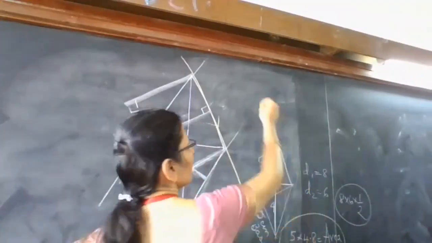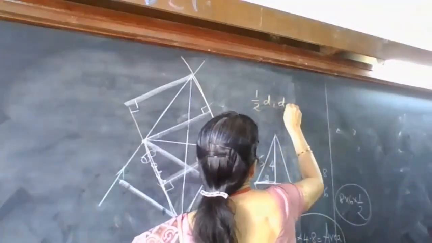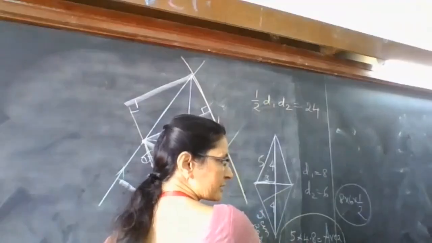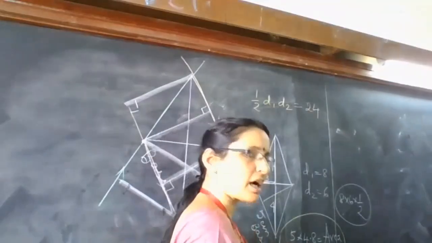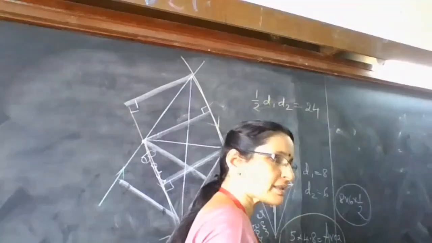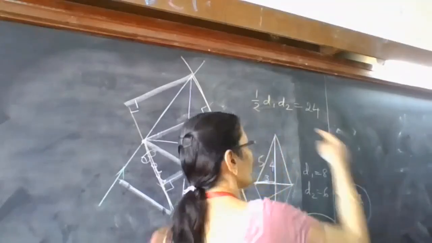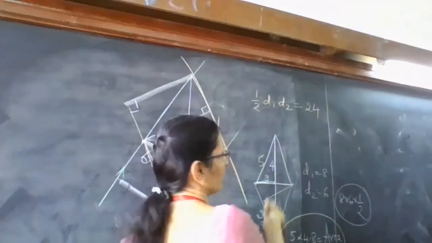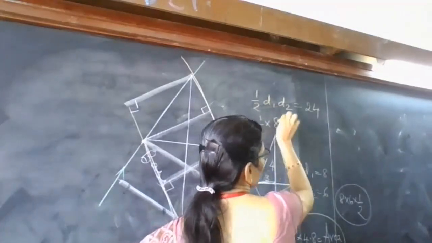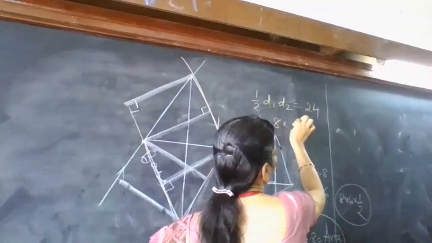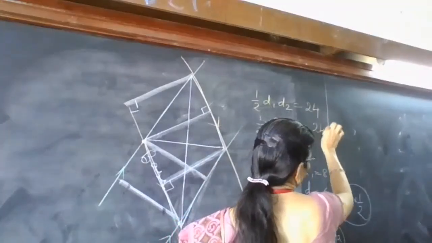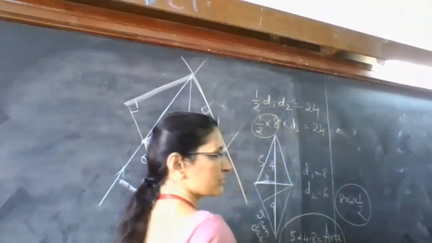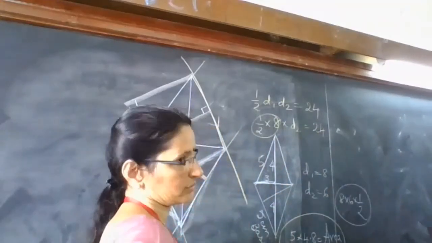Next, use half D1 D2. Half D1 D2 is 24. Base into height is area. Half D1 D2 is area. So I used base into height to find the area. Now, I know that the area is the same, no? Same parallelogram. So half into D1 is 8. Correct, no? D2 is not known. 24. Now, 4 into D2 is 24. How much is D2? 6.